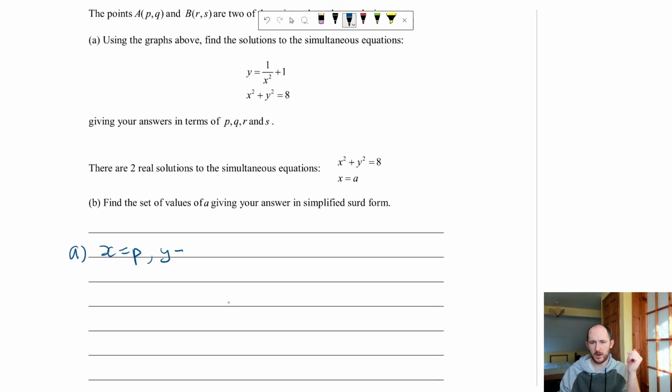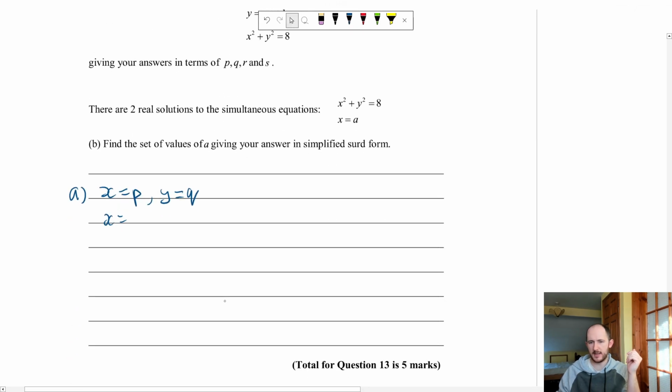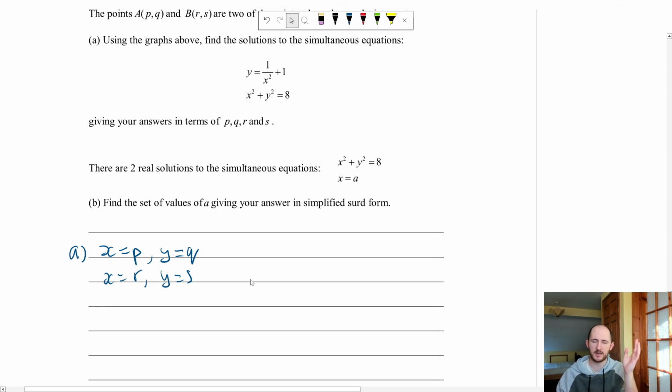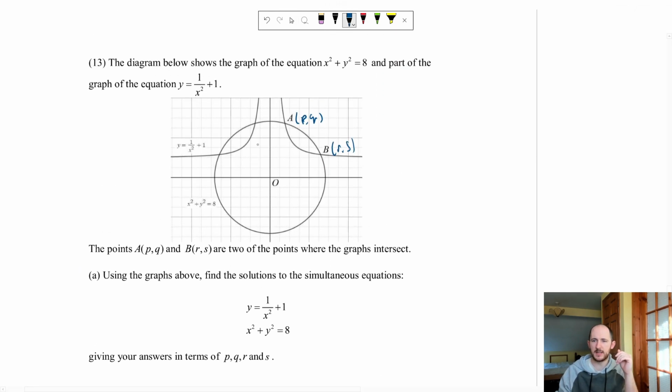So we are going to get quite a few different answers. X equals, what is it, r and s? Yeah, x equals r, and y equals s. Okay, those are two solutions that we have so far. Two for each x and y. However, we also need to work out the points of this intersection and this intersection as well.